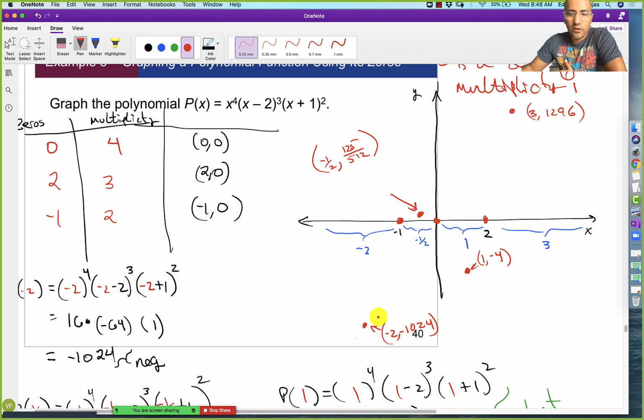Good. So we're starting to get a sense of what this graph will look like. And so we can kind of piece it together. And at this point, it is just a guess. But my guess is that it does something that looks like this. Okay.